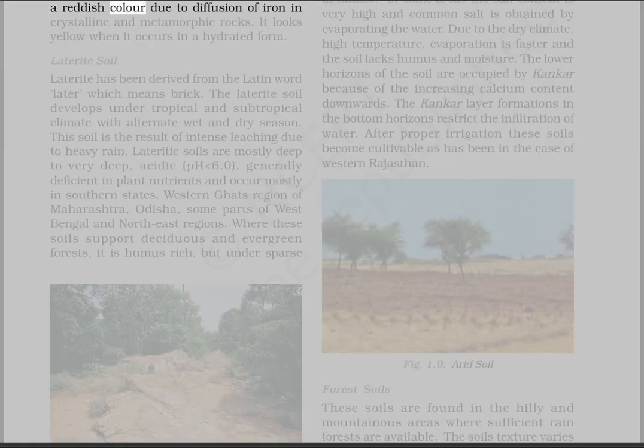These soils develop a reddish color due to diffusion of iron in crystalline and metamorphic rocks. It looks yellow when it occurs in a hydrated form. Laterite soil. Laterite has been derived from the Latin word later, which means brick. The laterite soil develops under tropical and subtropical climate with alternate wet and dry season. This soil is the result of intense leaching due to heavy rain.